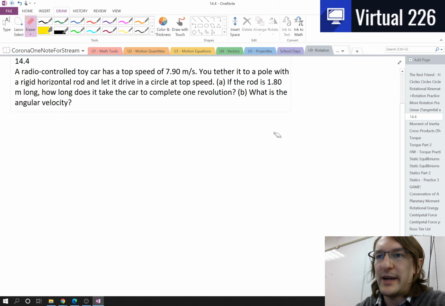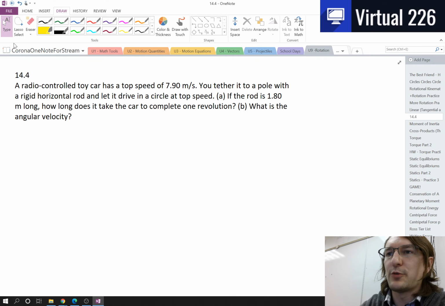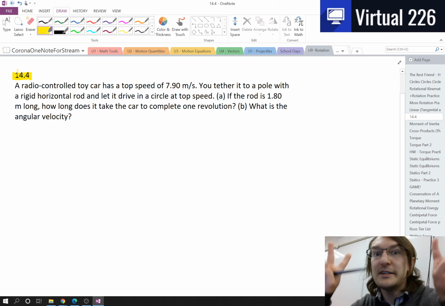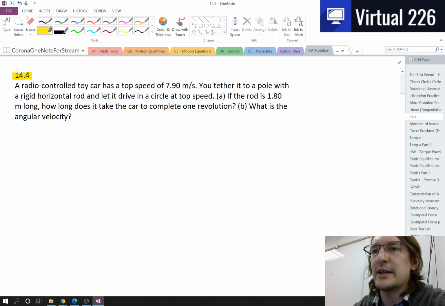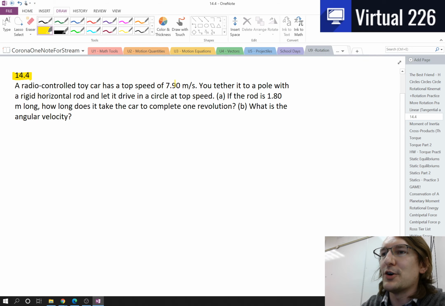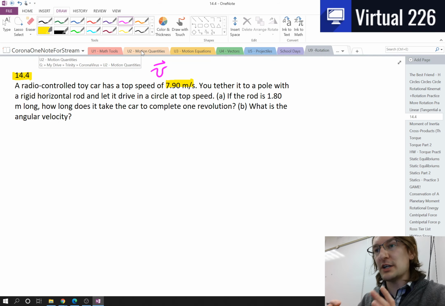So in our practice problem we have here for this unit, this is practice problem 14.4. We've got a tether car here, but not on a tether, on a rigid horizontal rod. And ours isn't going to go as fast as 205 miles per hour. Ours is only going to go 7.9 meters per second. But notice here that while this tether car, our toy car here, has a top speed of 7.9 meters per second, this is a linear velocity. It's meters per second. It's what we've been using before this unit the entirety of the year. It's a linear velocity.